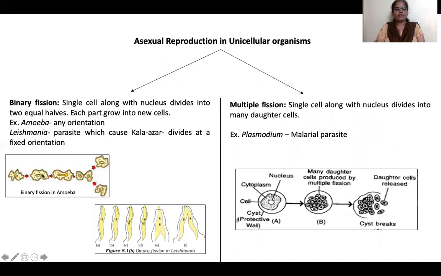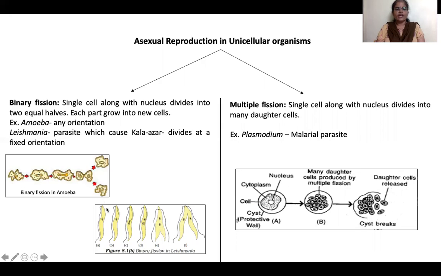During the growth of the amoeba, sometimes the nucleus gets divided into two. Along with the nucleus, the cellular contents also divide into two equal halves and become two individuals. This is called binary fission. It's just a division of the nucleus and the cellular contents into two. This division can occur at any plane, here or here. Division at any angle can happen. This is called binary fission in amoeba.